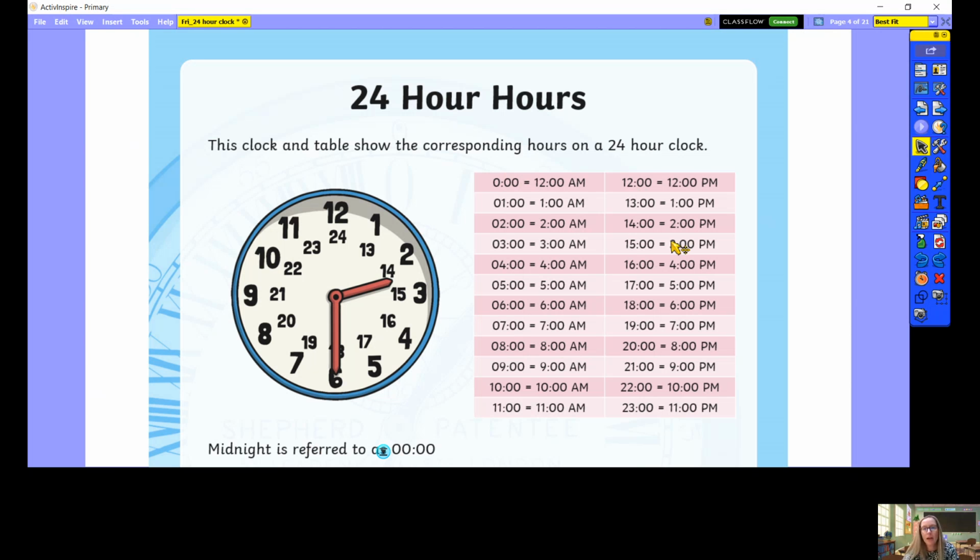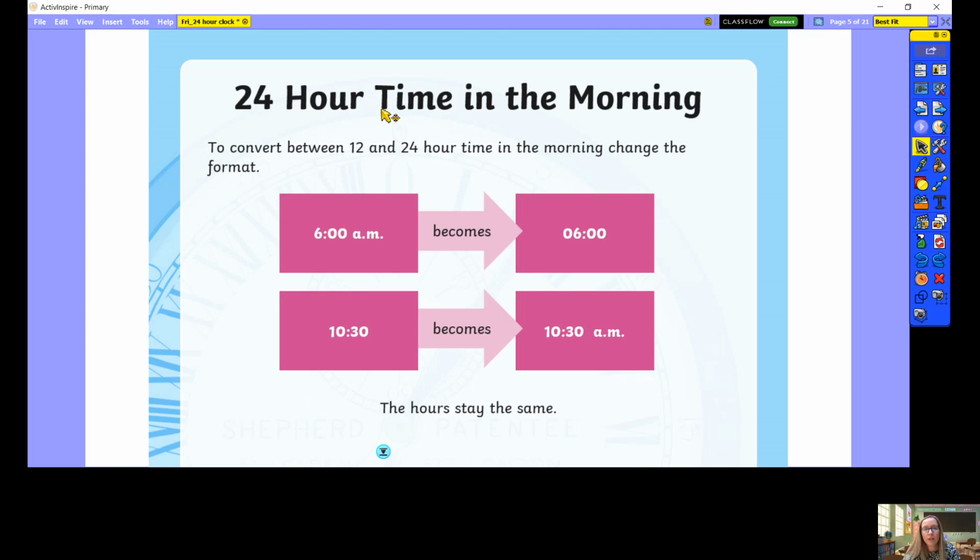So we're going to be working out a good way of converting between a 12-hour clock and a 24-hour clock to help us to tell the time on a 24-hour clock. So, 24-hour time in the morning. To convert between 12 and 24-hour time in the morning, you change the format of the clock.